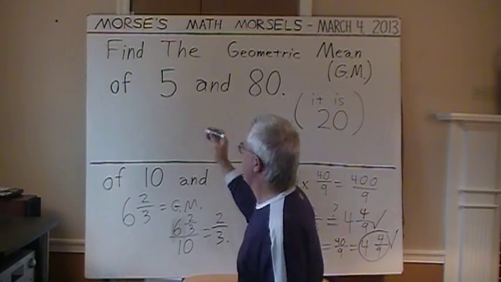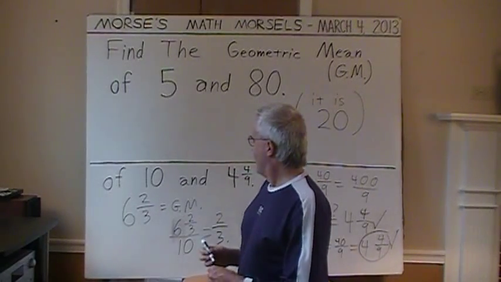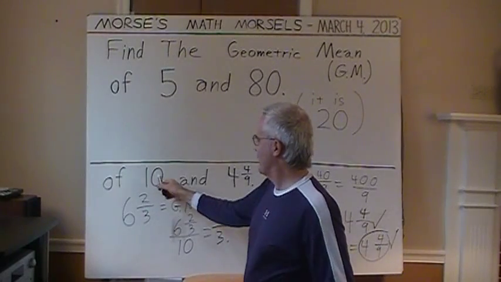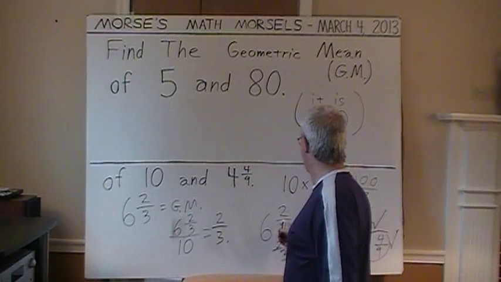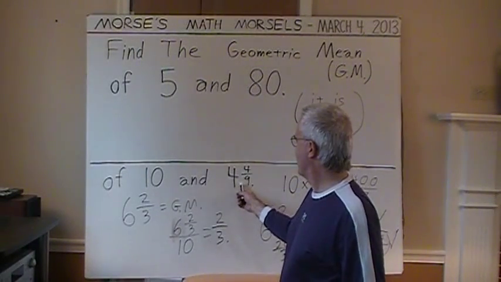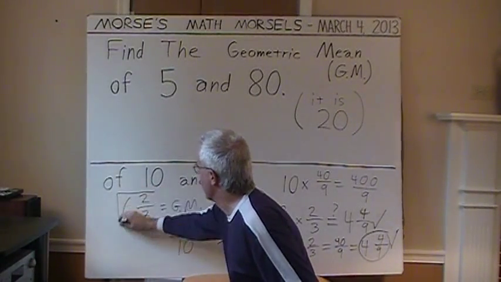So 2/3 appears to be our ratio, and our geometric mean is 6 2/3. 10 times 2/3 gives 6 2/3. And then the 6 2/3 times that same constant ratio of 2/3 gives our 4 4/9. And we found our geometric mean.